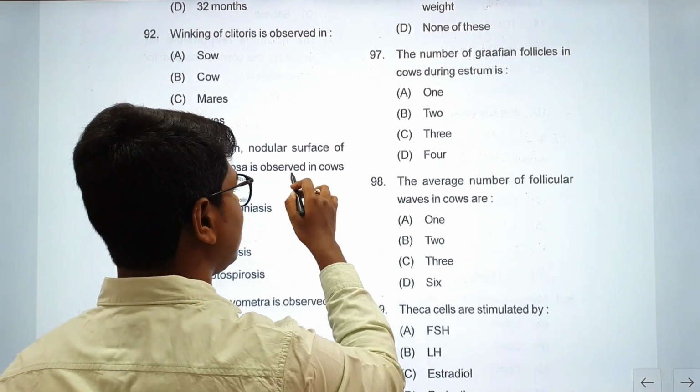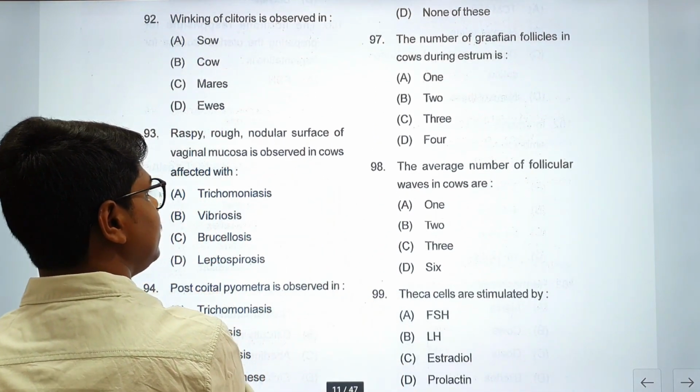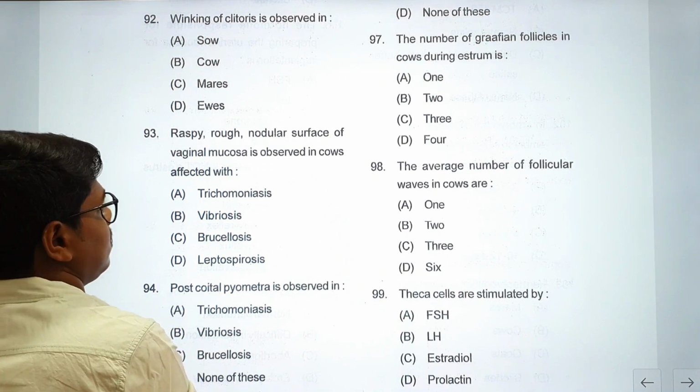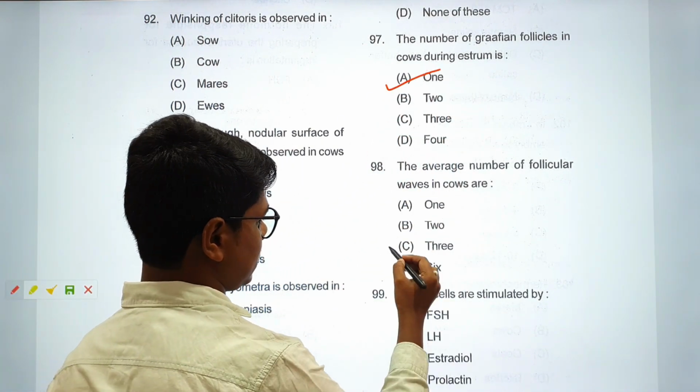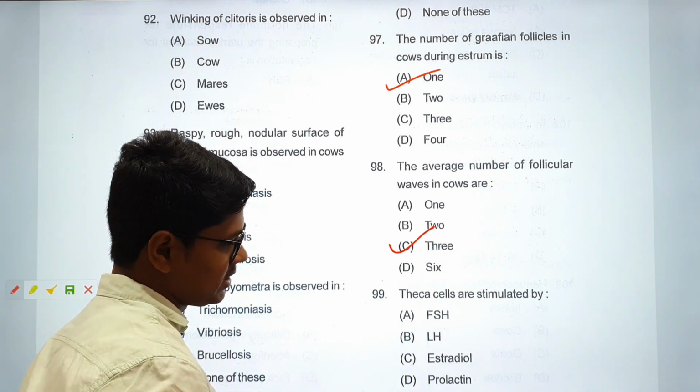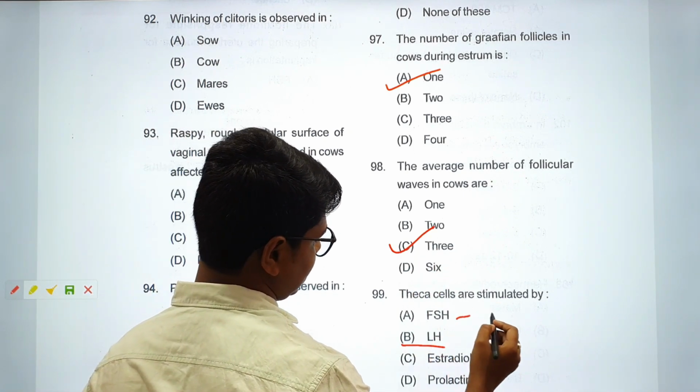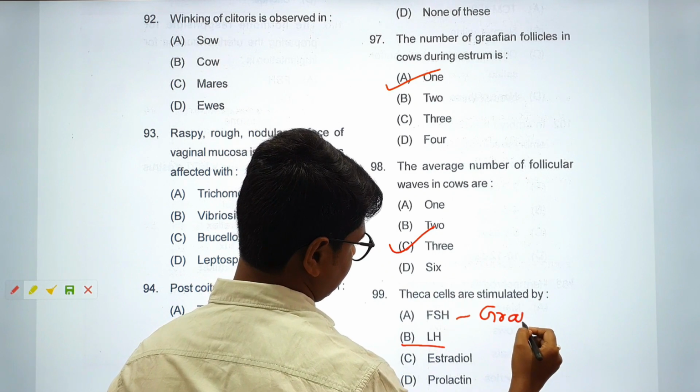The number of graafian follicles in cows during estrus is 1. The average number of follicles in cow is 3. Theca cells are stimulated by LH. FSH stimulates granulosa cells.